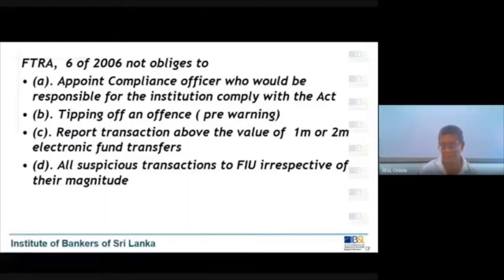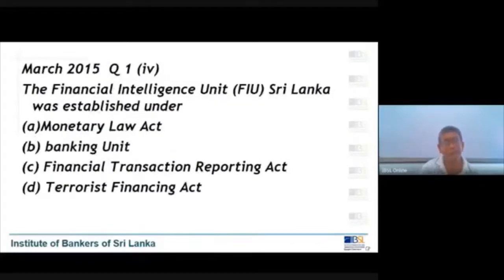Okay, now we move into your past questions. I think now you can answer. March 2015, question number one. The Financial Intelligence Unit, FIU, Sri Lanka was established under what law?